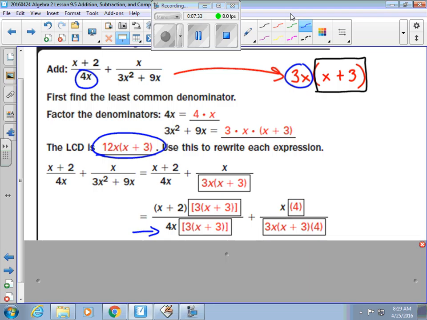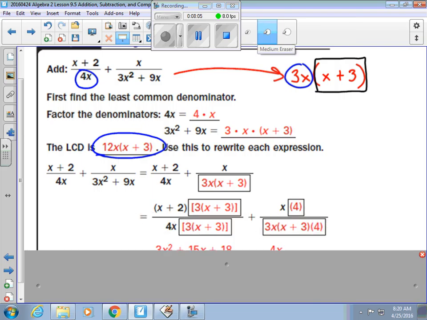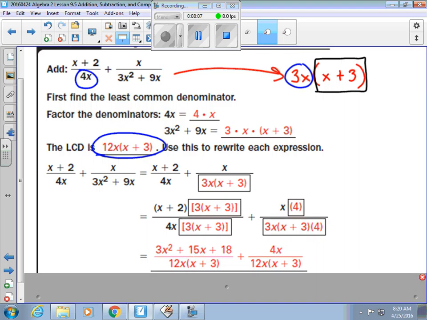Instead of saying 12x times x plus 3, it gives you 4x, or 4 times x, times 3 times x plus 3, and it gives you 3x times x plus 3 times 4. I know that all sounds confusing, but you can see that 4 times 3 gives you 12x, and 3 times 4 is kind of after it. That's why it looks extra confusing right there. Again, it is 12x. So 12x times x plus 3. And there it is.